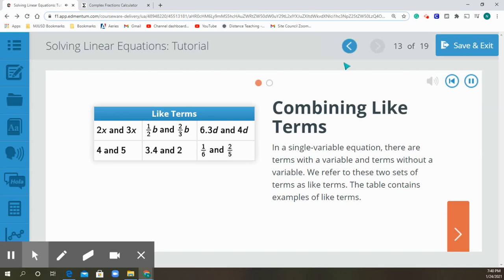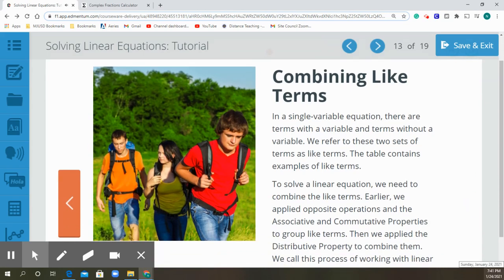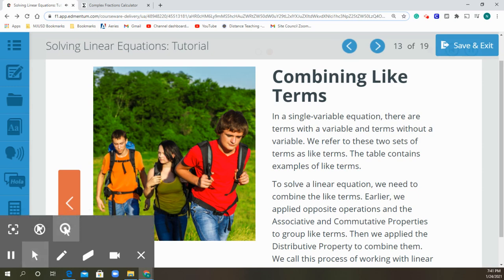Combining like terms. In a single variable equation, there are terms with a variable and terms without a variable. We refer to these two sets of terms as like terms. The table contains examples of like terms. To solve a linear equation, we need to combine the like terms. Earlier, we applied opposite operations and the associative and commutative properties to group like terms. Then we applied the distributive property to combine them. We call this process of working with linear equations combining like terms.